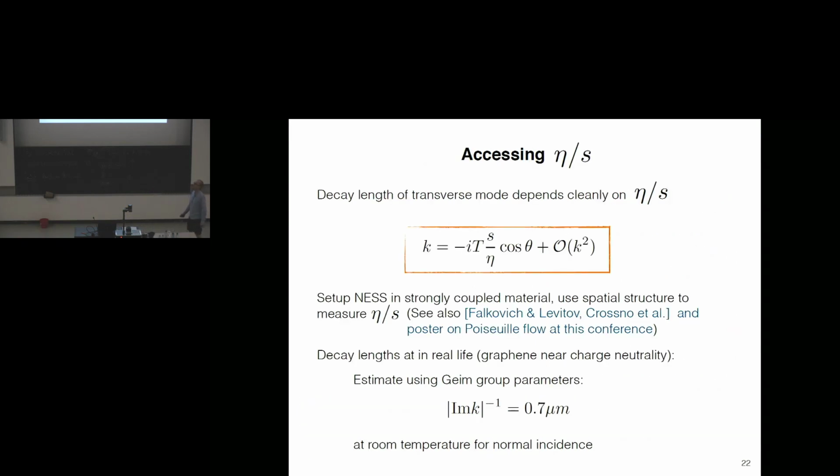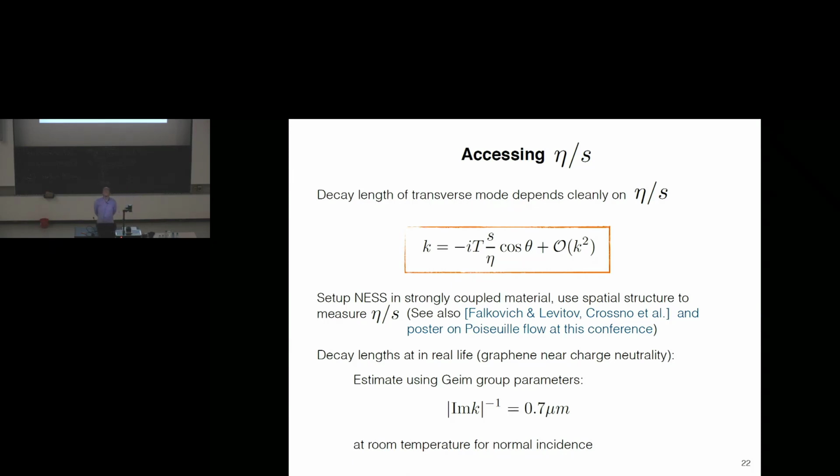I just want to finish by saying that this tells you essentially that there are signatures, for example, of eta over S in those spatial decays. So if we go back to this transverse mode, we saw that eta over S was what essentially governed its decay length. So the idea would be to set up one of these nests in a strongly coupled material and then use the spatial structure essentially to measure eta over S.